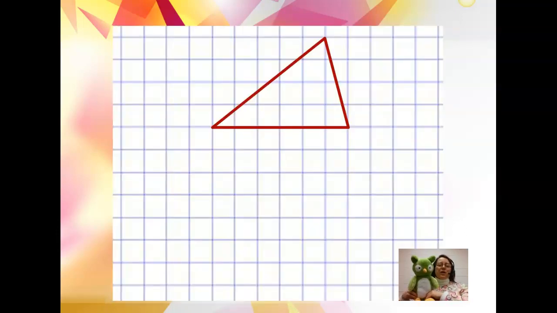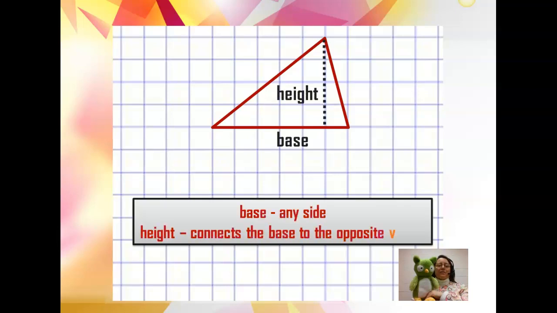When working with triangles, it's really important to be able to identify the base and the height. The base is any side of the triangle, and the height connects the base to an opposite vertex. Next, let's take a look at deriving the formula to calculate the area of a triangle.